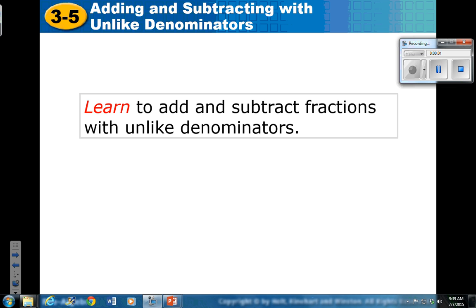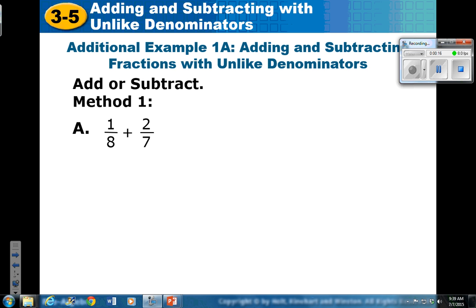This lesson is about adding and subtracting with unlike denominators. You're going to learn to add and subtract fractions with unlike denominators. That makes life more difficult when the denominators are different. Okay, here's our first problem, 1/8 plus 2/7.